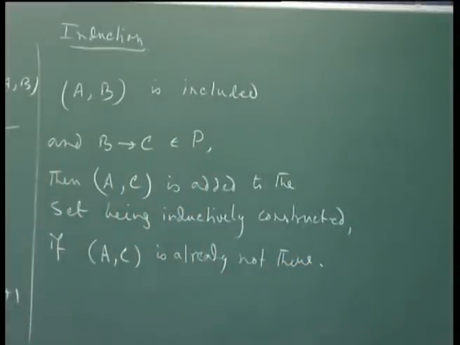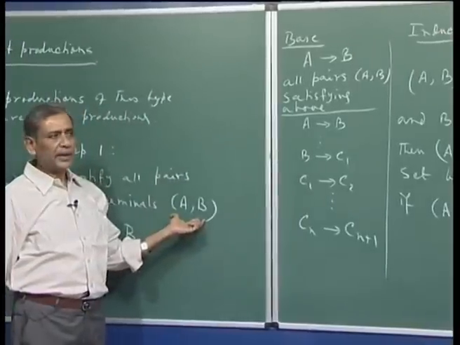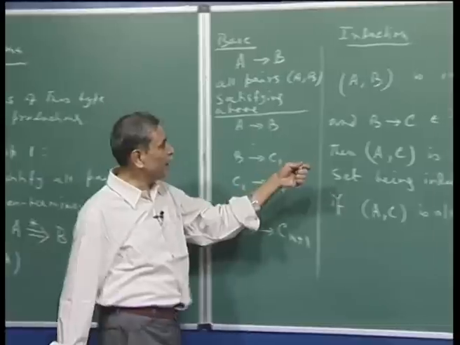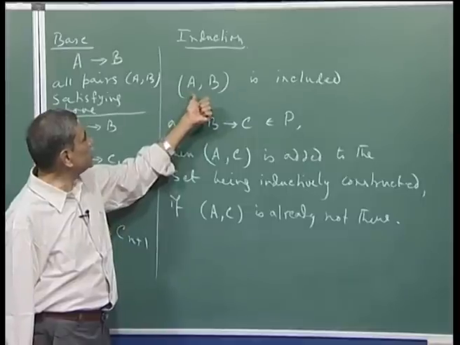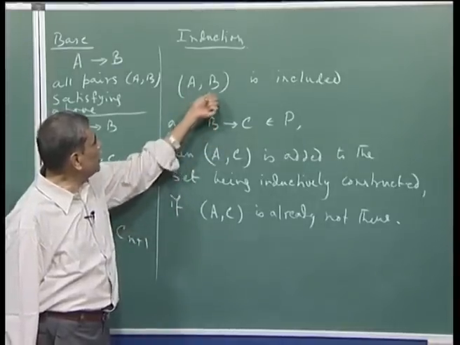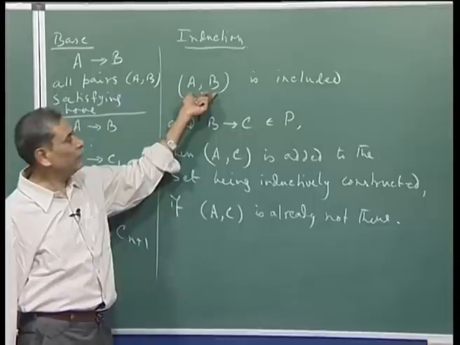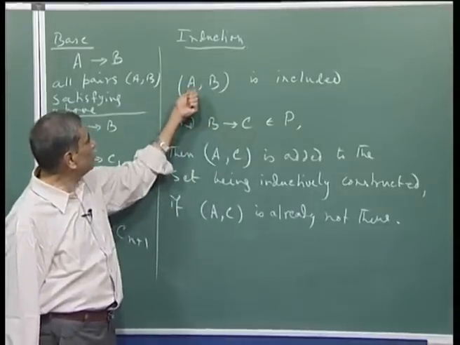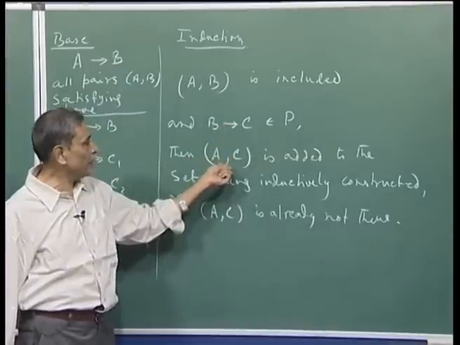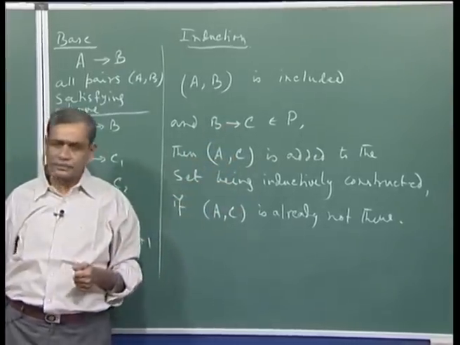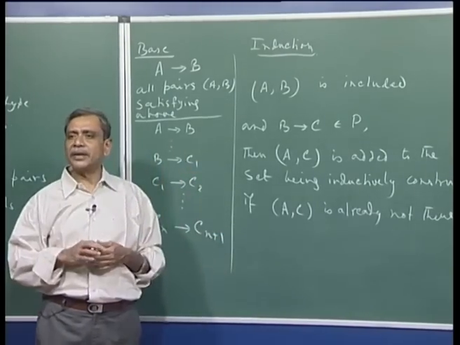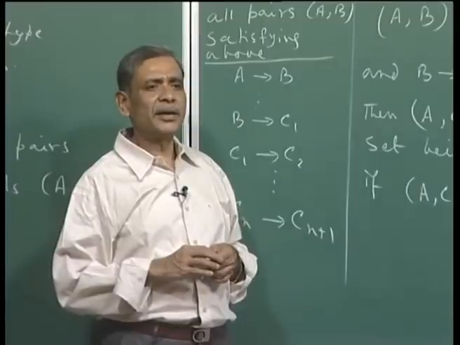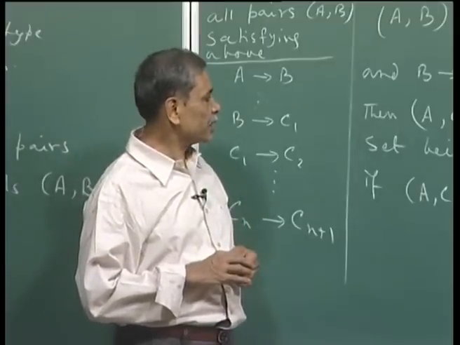Now, this way, I have created some of these pairs, and then I look at all unit productions again and see if there is any situation where B is the left hand side of a production B goes to C, with A, B already in my set. In that case I put the pair A, C, which is the new pair that I am adding, provided it is not already there. This way we carry on till we find that the set we are constructing cannot be made any larger. This is the usual inductive construction that we did for eliminating epsilon productions.